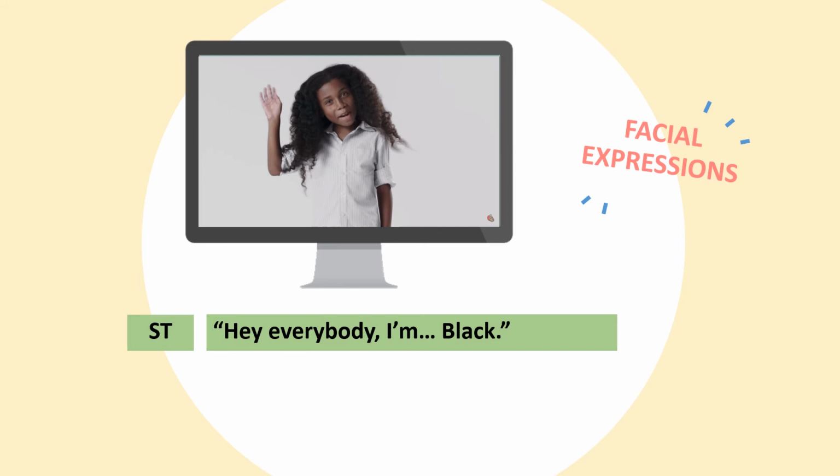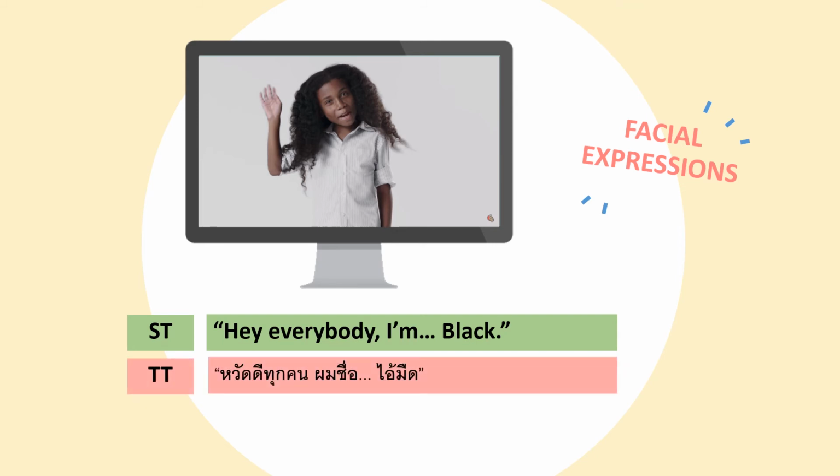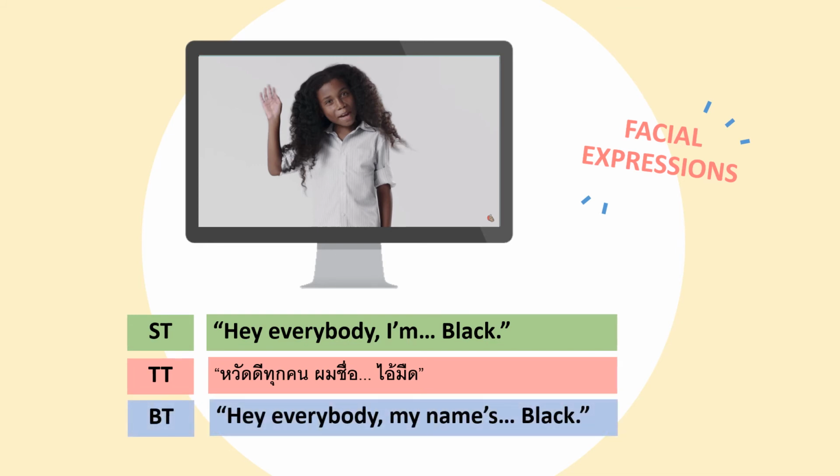So I think the translation for this sentence should be สวัสดีทุกคนผมชื่อไอ้มืด, which can be back translated as hey everybody, my name's Black. The target sentence tends to be casual in tone at the beginning to get the appropriate register for the representation of the boy, but the ending word is quite strong, as the word ไอ้มืด gives the sense of discrimination in it, to underline the sarcastic tone of the sentence and maintain the intention of the speaker.